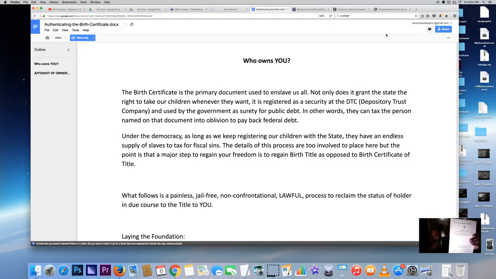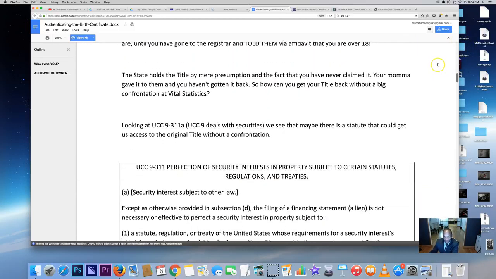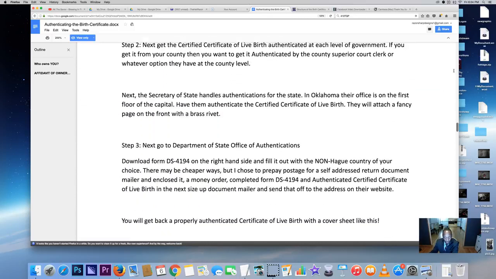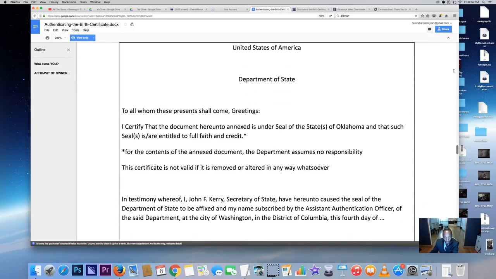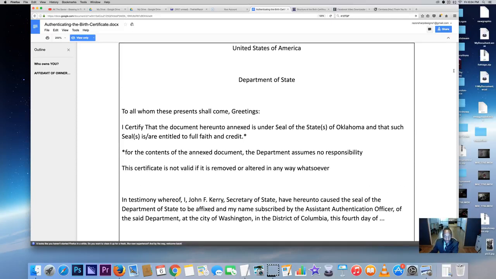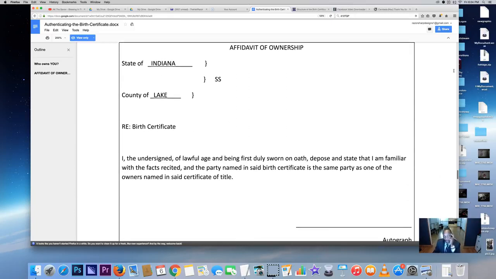Once you receive this from the Department of State, your birth certificate has been fully authenticated. Now you're going to put a claim of ownership on that by adding an affidavit of ownership. Something like this. All right, so, United States of America, Department of State, to whom these presents shall come. I'm sorry, that's not it. That's what they sent back to you. I'm sorry. So, affidavit of ownership.